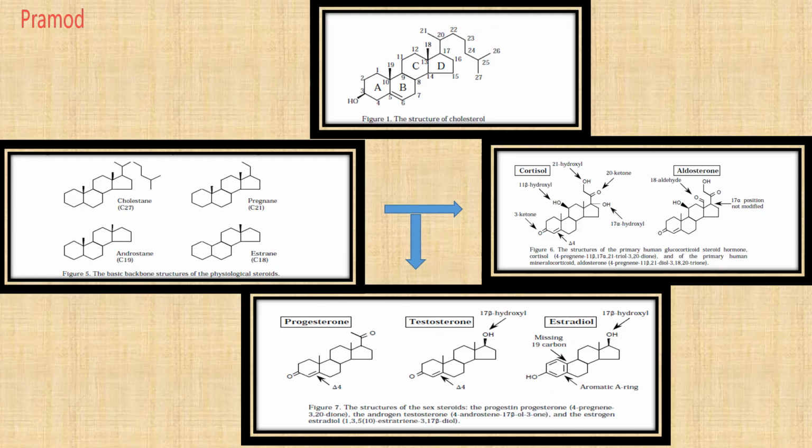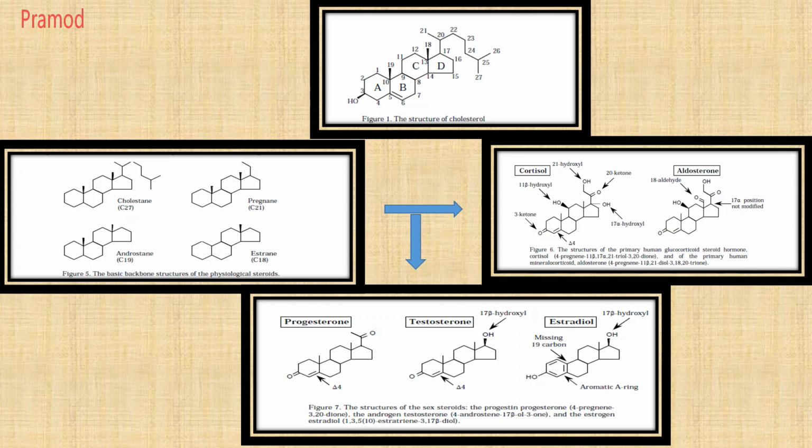And now comes the basics. As I said, cholesterol is the major one. Then you know which are all the rings. If it contains 27 carbons, it is known as cholesterol. If it contains 21 carbons, it is known as pregnane. If it contains 19 carbons, it is known as androstane.